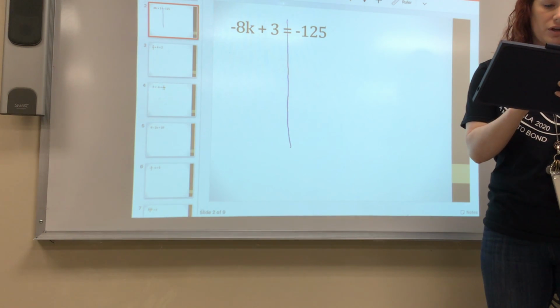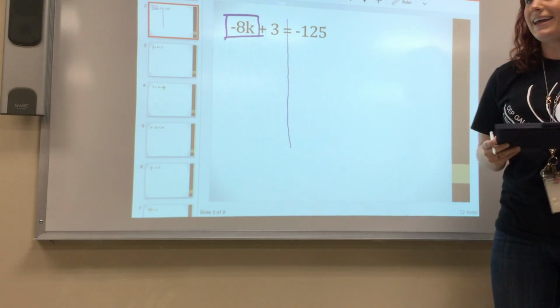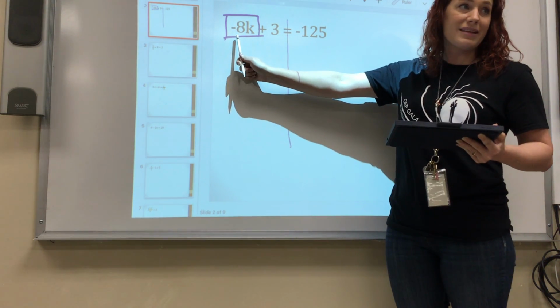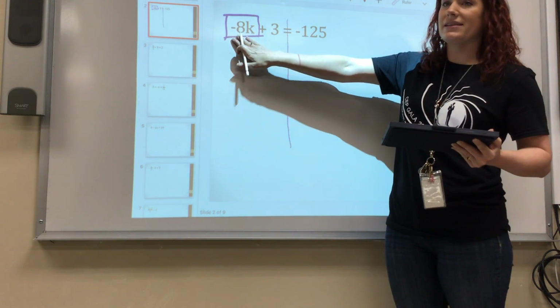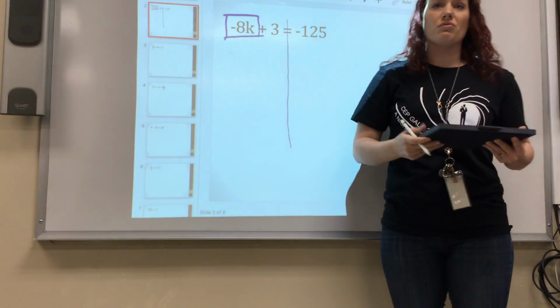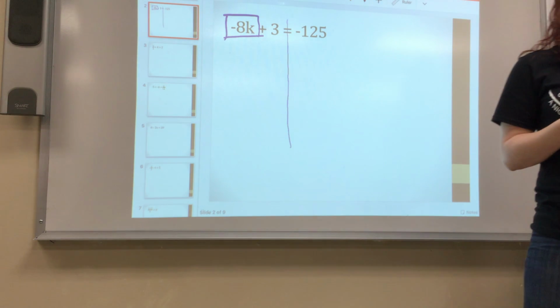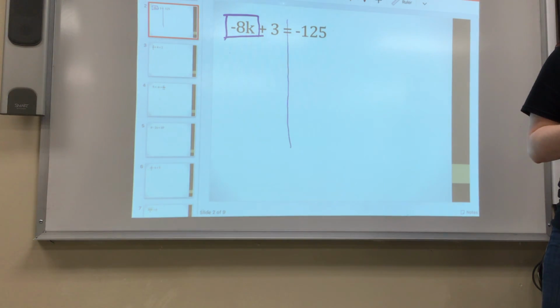The first thing I'm going to do is get the K term by itself. Now there's a number with K, I'm going to deal with that in a second. But I just need to get the term by itself first of all. And I have a plus 3 that's not with the K. How do I get rid of it? William? Subtract 3 from both sides.